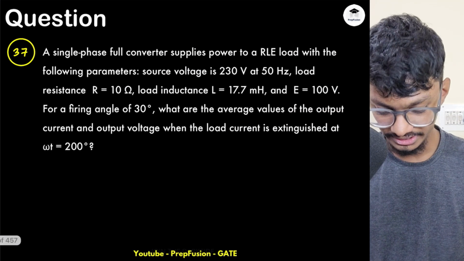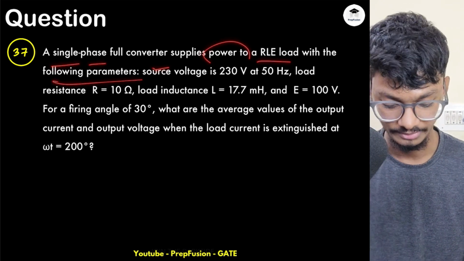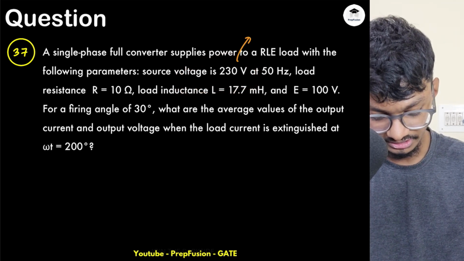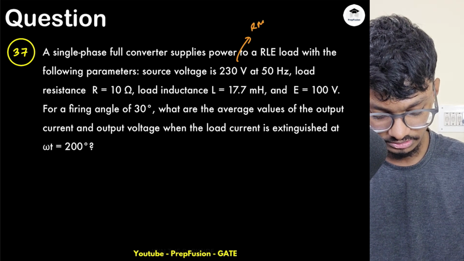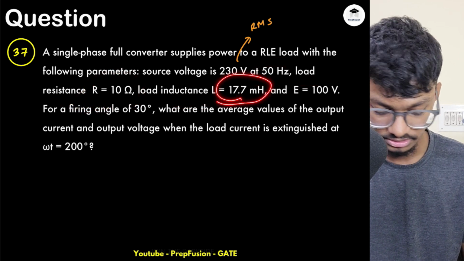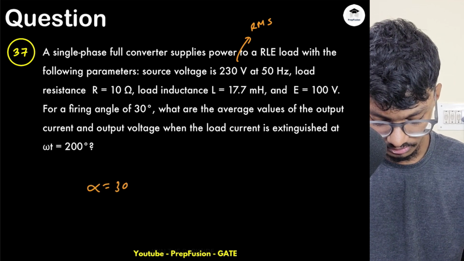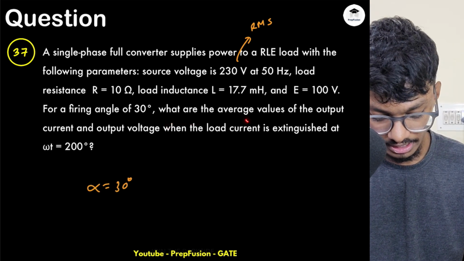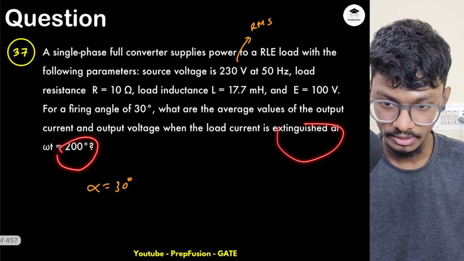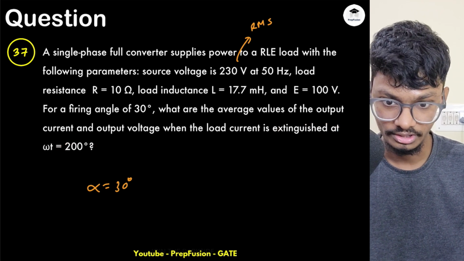Let's go to the next question. In the next question, what have they asked us? A single phase full converter supplies power to an RLE load with the following parameters. Source voltage is 230. Now remember, this is RMS, right? Whenever they don't mention anything, this is RMS. At 50 Hz, load resistance is 10, load inductance is 70.7 millihenry, E is 100, firing angle alpha is 30 degrees. What are the average values of output current and output voltage when the load current is extinguished at omega t equals 200 degrees?